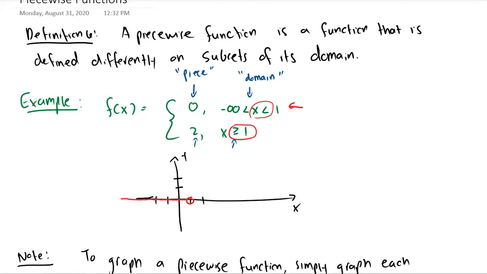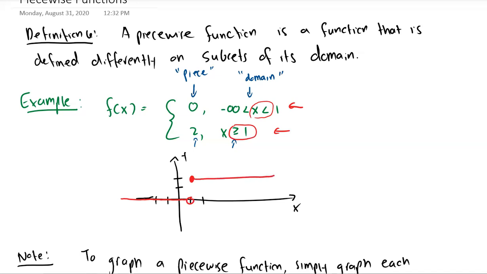Now we move on to the second piece. For the second piece, our function is defined as just the constant function 2. So it's a horizontal line going through y equals 2, and it's defined like this for x greater than or equal to 1. Since in this case 1 is in the domain of this piece, I'm going to plot it with a filled-in circle, again because x equals 1 is actually in the domain of this piece. And then we know it's just a horizontal line.